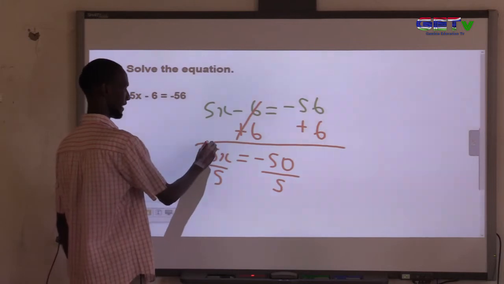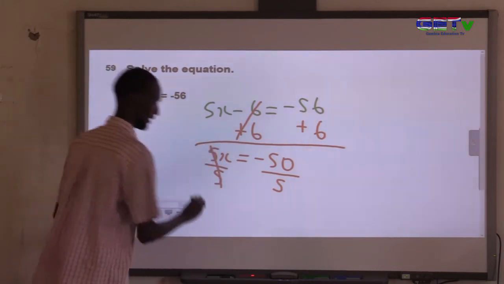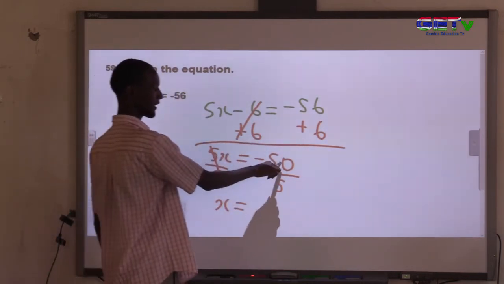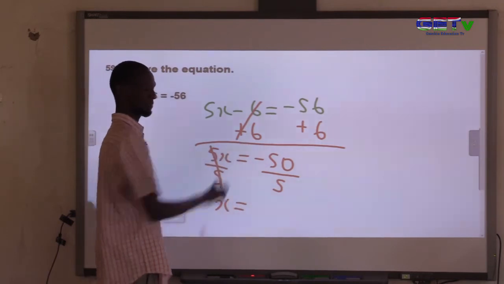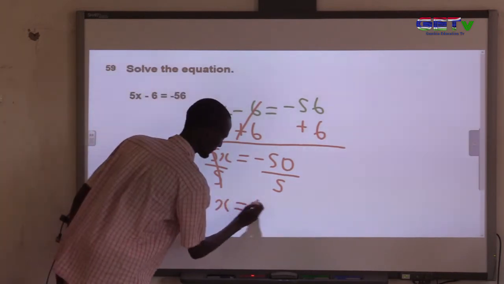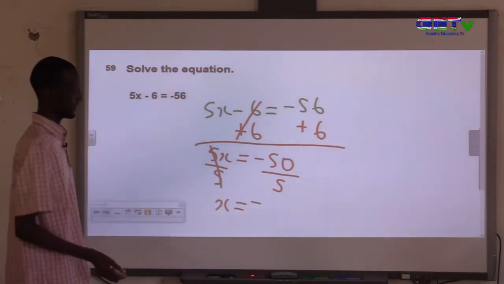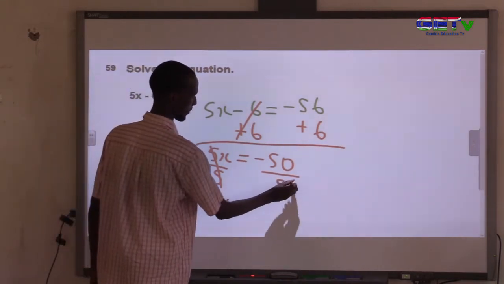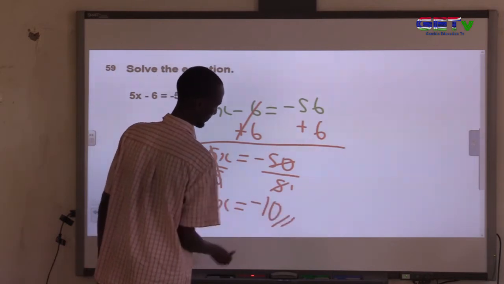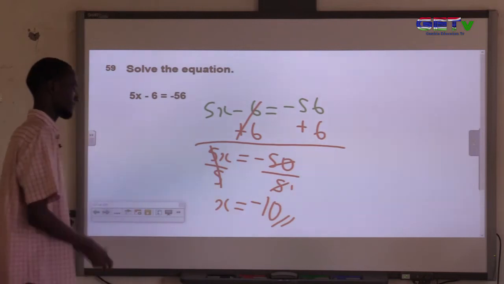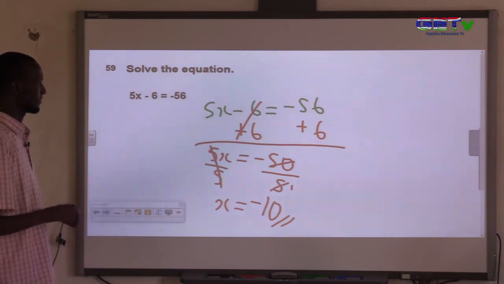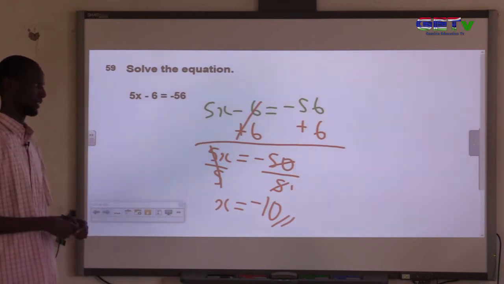That way, the 5 will cancel out, and you are left with x now being equal to, the 50 is negative, the 5 is positive. We know if you divide a negative by a positive, you end up having a negative answer. So we know our answer is going to be negative. And of course, 5 can go into itself once, and 5 into 50 would be 10 times. So in the end, the answer to this question should be x is equal to negative 10. I hope that was your answer as well.